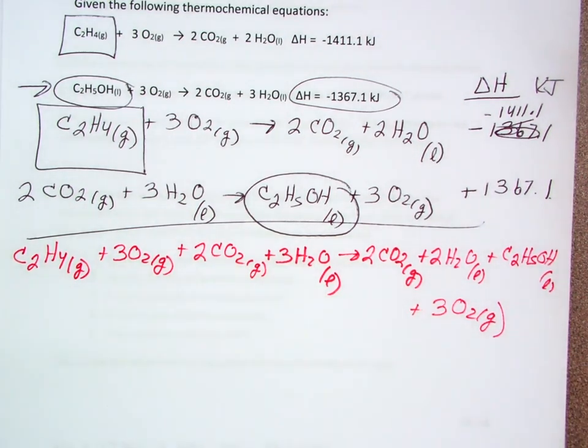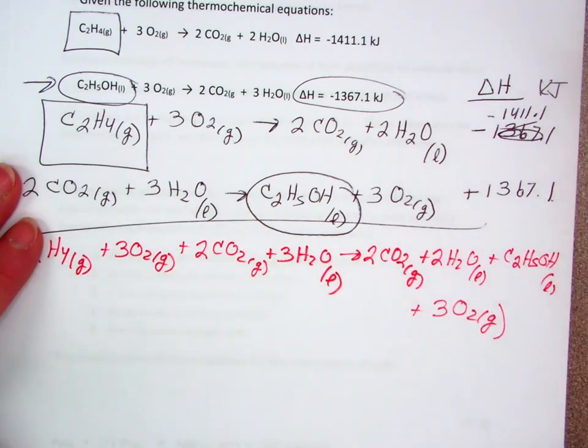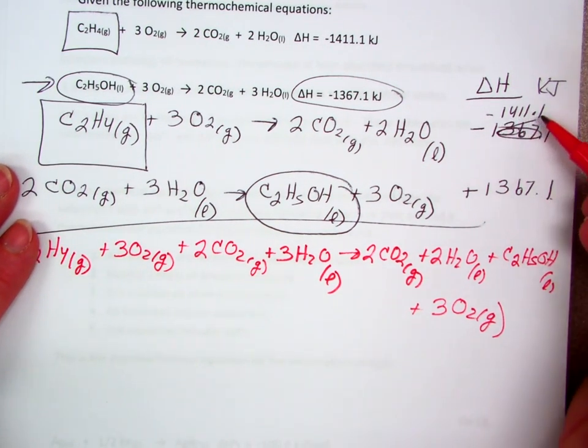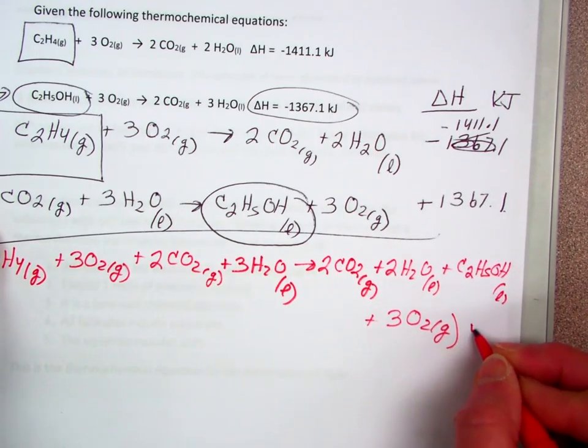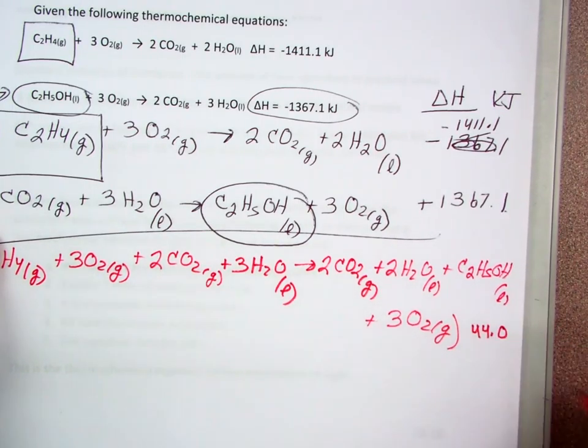And now I add up my 2 enthalpies. So I have negative 1411.1 and positive 1367.1, and that gives me 44.0 kilojoules.